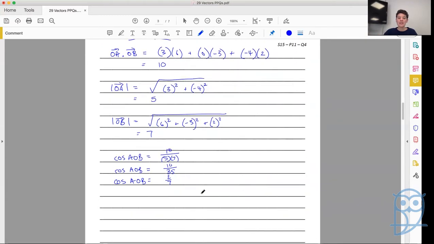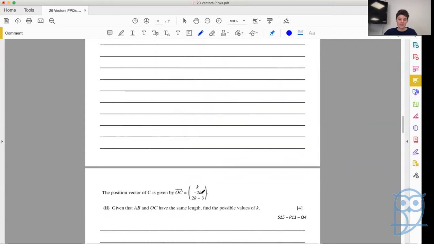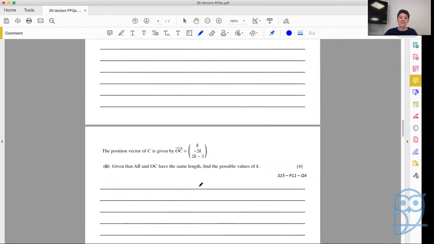So what's waiting for us in part 2 of this question? The position vector of C is given by OC equals (k, minus 2k, 2k minus 3). Goodness gracious, okay. Given that AB and OC have the same length, find the possible values of k. Okay, length, we're dealing in magnitude again, same formula.